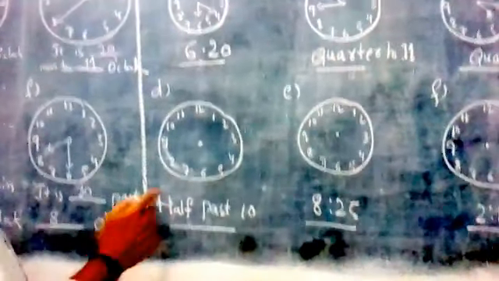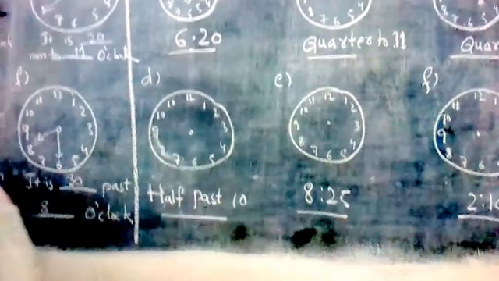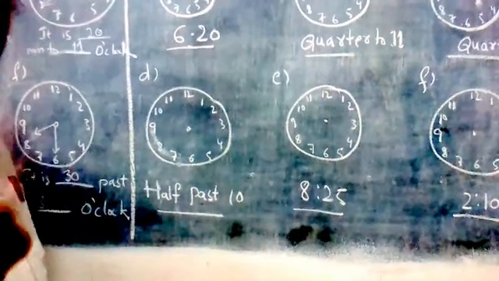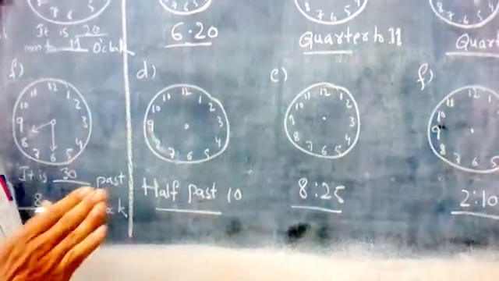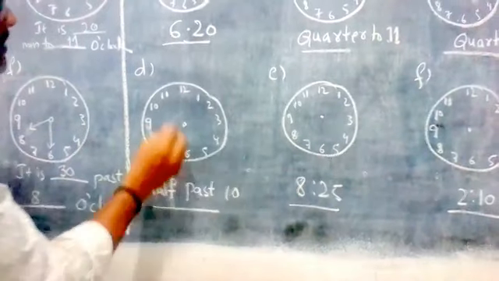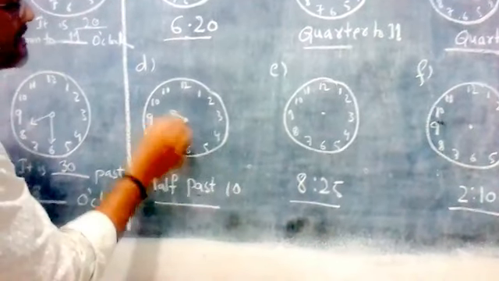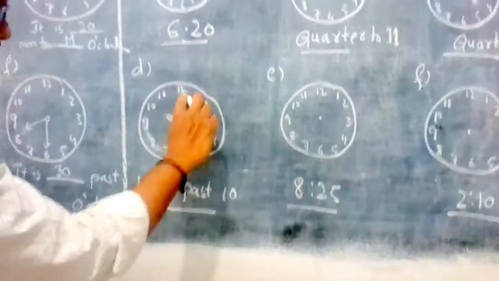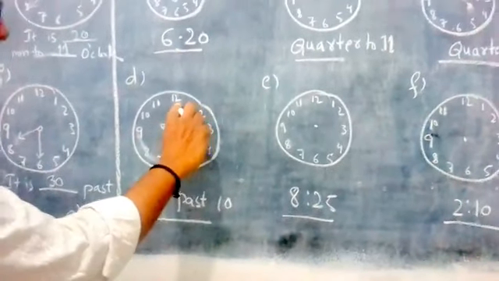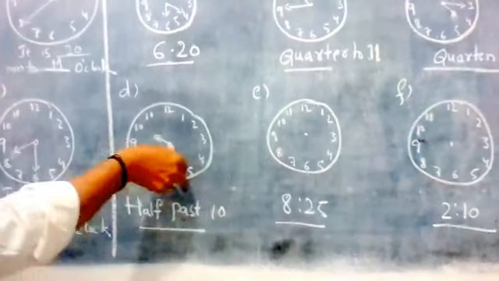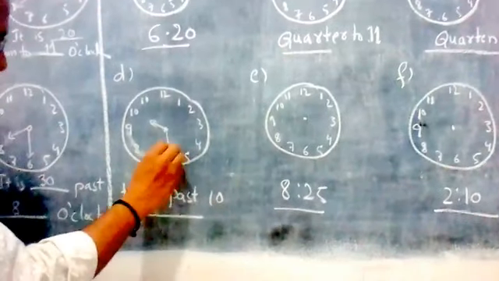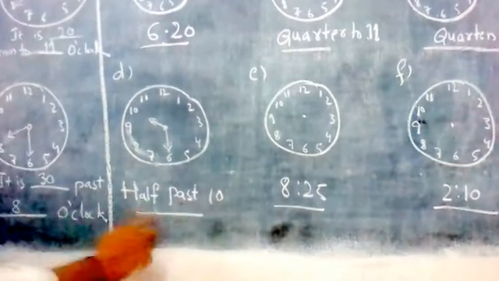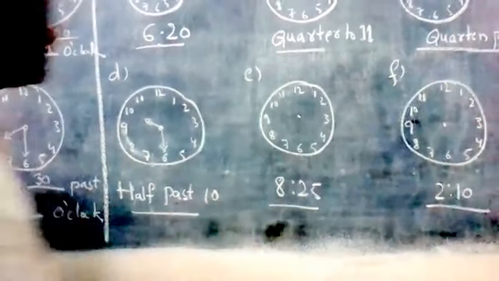Coming on to the next one, half past 10. Already half an hour has passed. So at 10 o'clock, the small hand should represent 10, and when the long hand is on 12, it will be exactly 10 o'clock. Now it has already passed half, so it should come here. It should be 10:30.